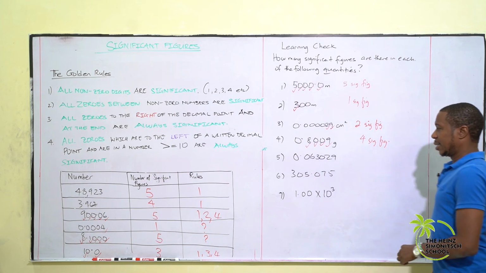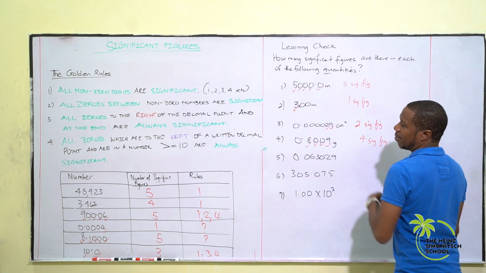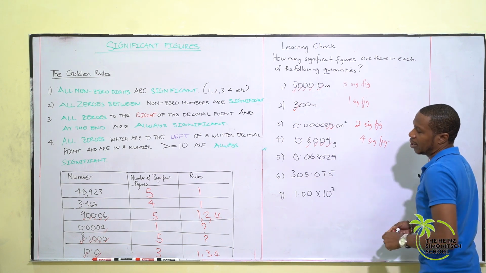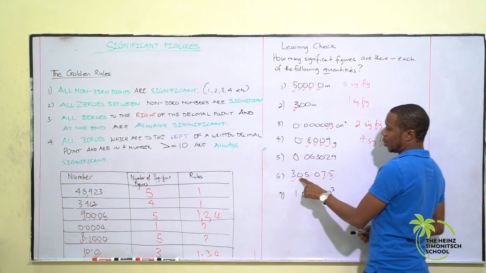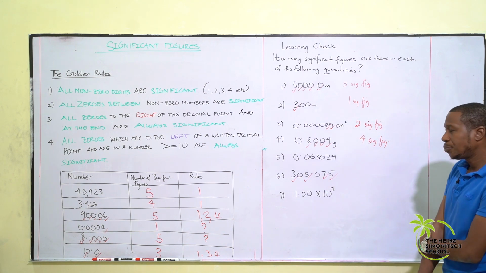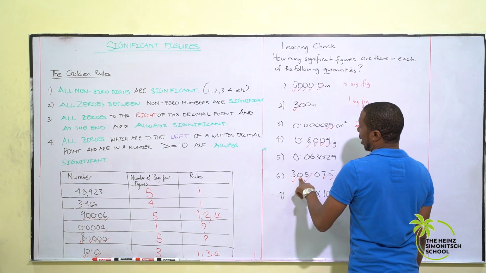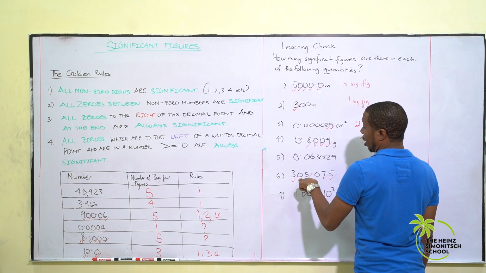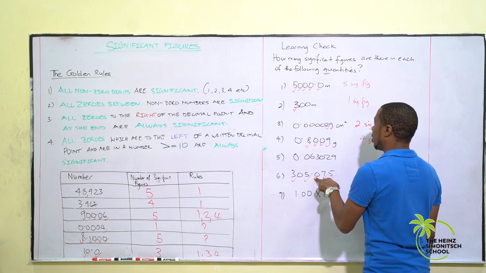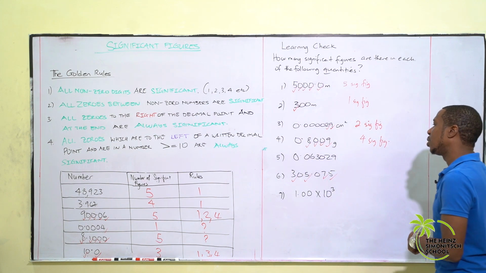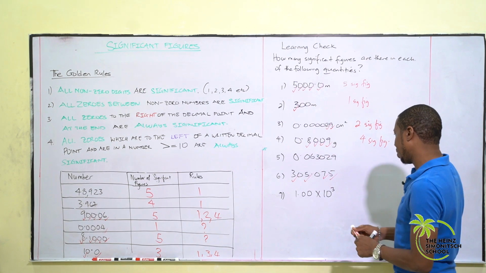Now, what about number 6, which is an interesting one? So we have 3 here, we have 5 there, we have 7 there, and we have 5 there. And these are all significant. Now the question is, is this 0 significant and is this one significant? Yes, they are. Now, this is actually a decimal. This is a 0 that is to the left of the decimal place, and this is also a 0 that is to the right of the decimal place. Good.